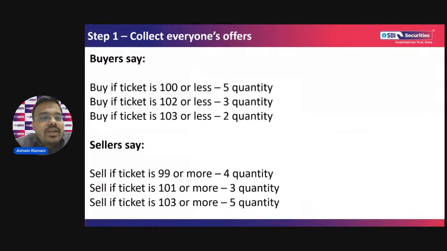Okay. Now sellers are saying they will sell 99 or more 4 quantities, 101 or more 3 quantities and 103 or more 5 quantities here. Okay, now let's see how order matching will happen here.